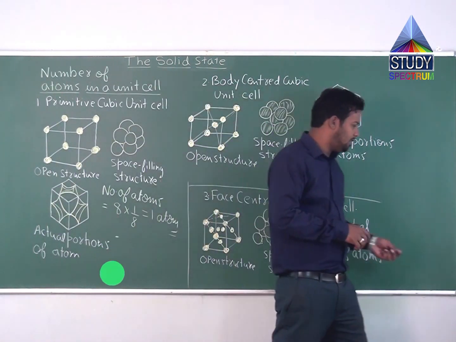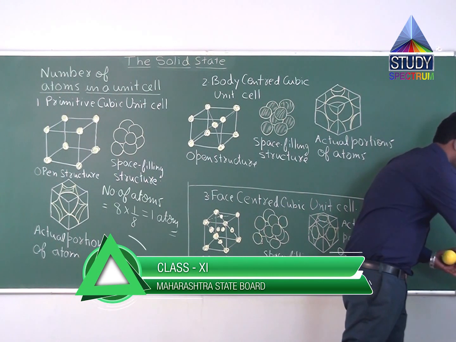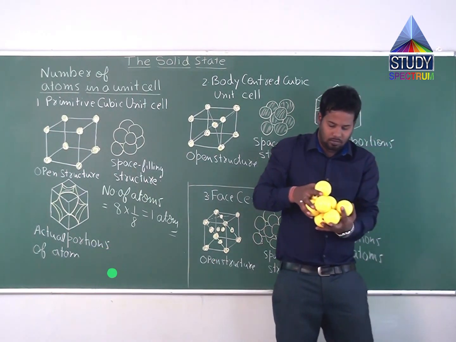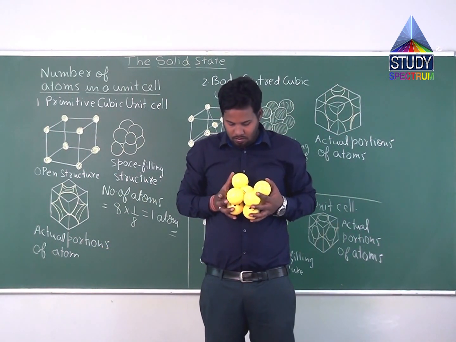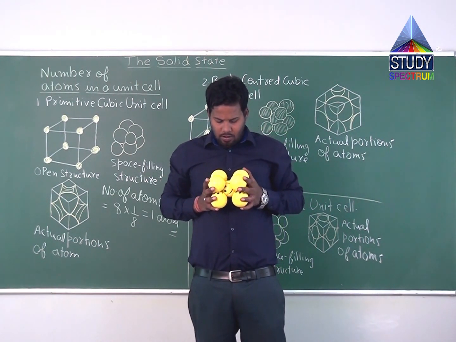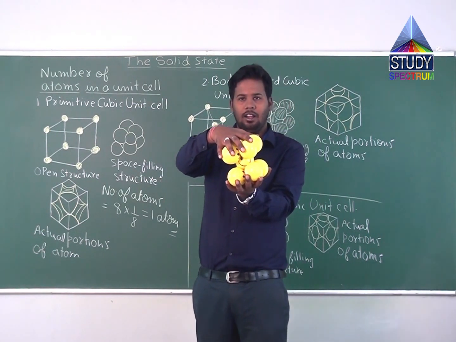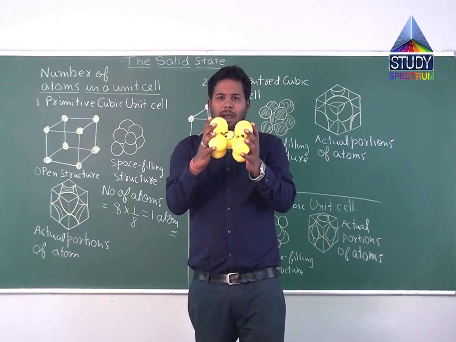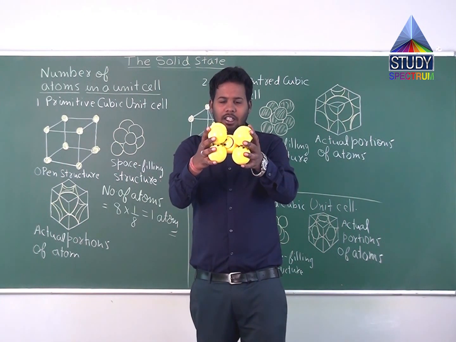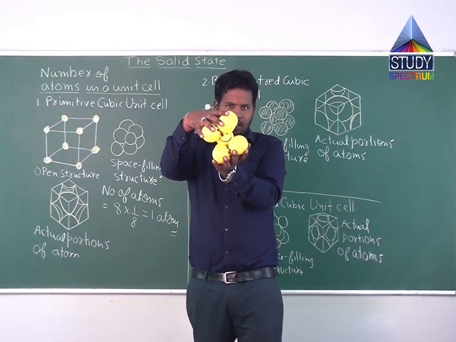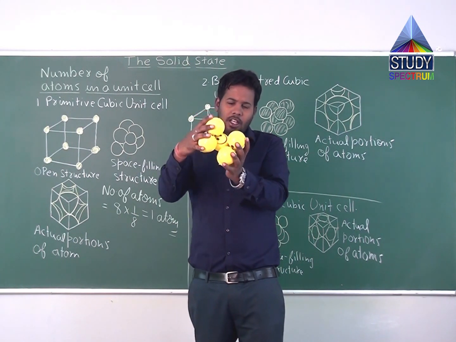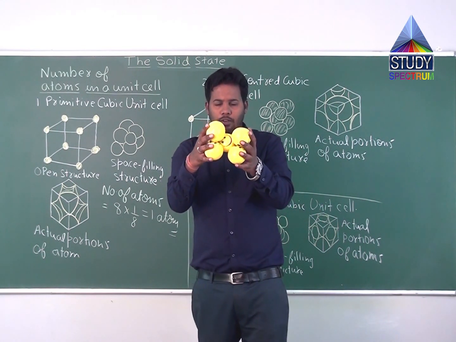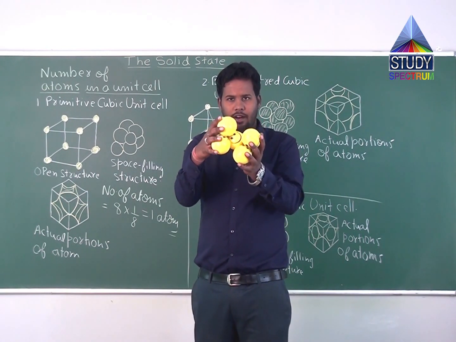So if you want to understand this with the help of spheres, if you see this structure carefully, you will find that the external 8 spheres which my hand touches are the corners, and inside this particular structure there is an atom or sphere. Correct? So this is what a body-centered cubic unit cell actually looks like. At the center of this cube, if you join the centers of each sphere placed at the corners, it will become a cube.